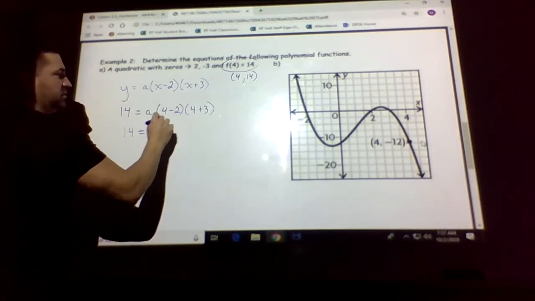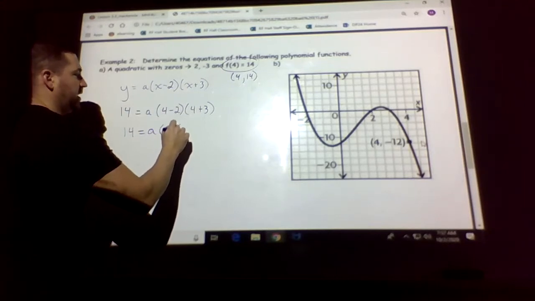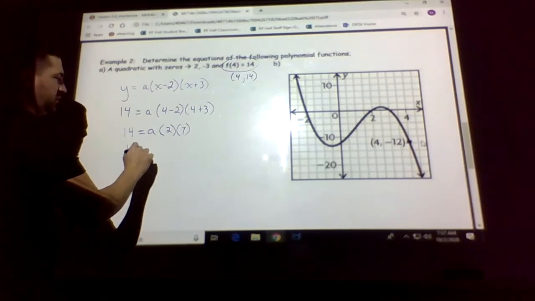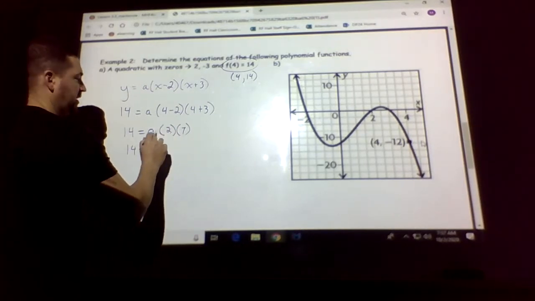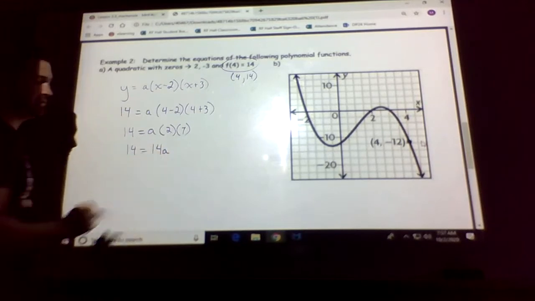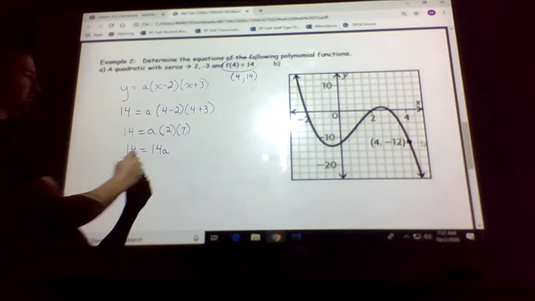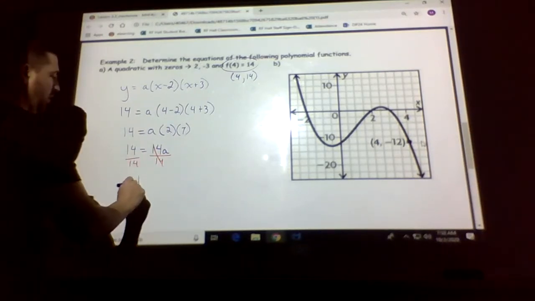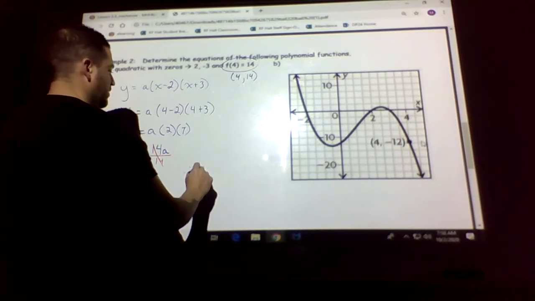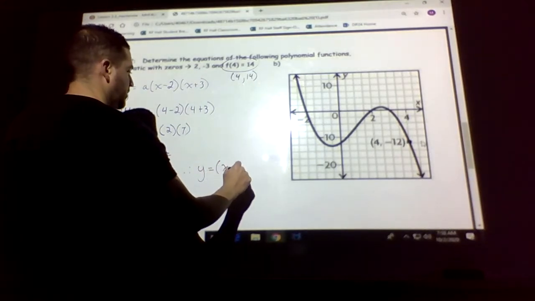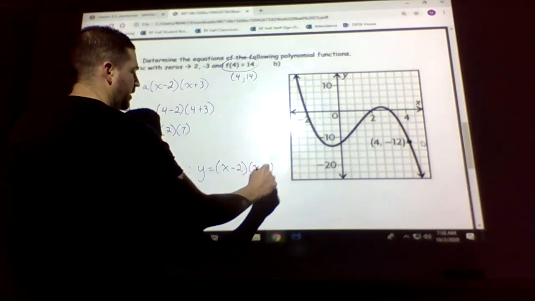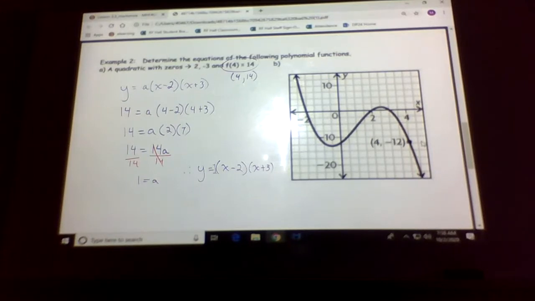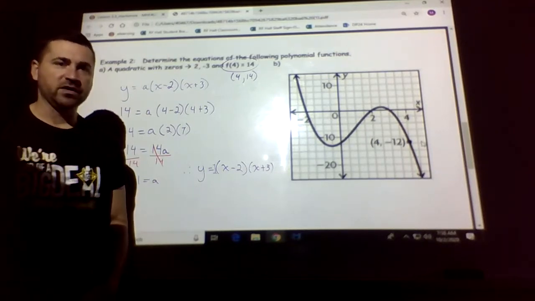Simplify each of the brackets, so we get 2 and 7. Multiply them together. So 7 times 2 is 14, times a is 14a. And then we divide by 14. And we get an answer of 1 as our a value. So therefore, it's y = (x - 2)(x + 3). If you want to put the 1 in the front, you may, but you don't need to. Okay, so that is to find the equation given the zeros.